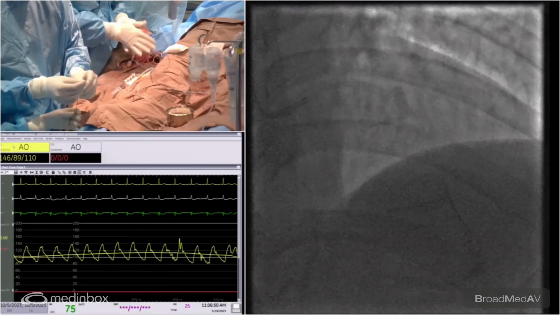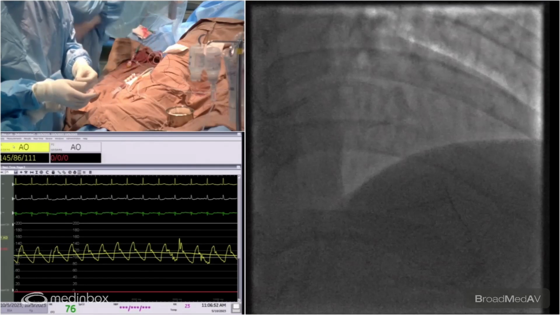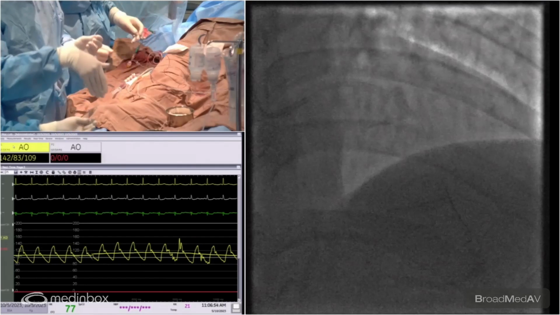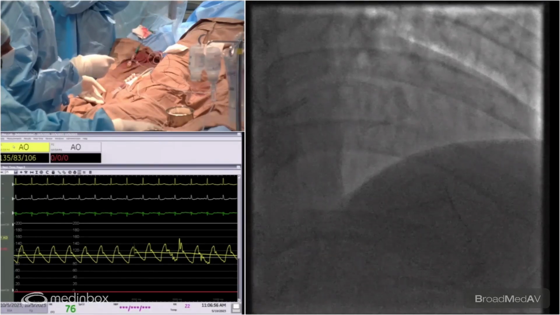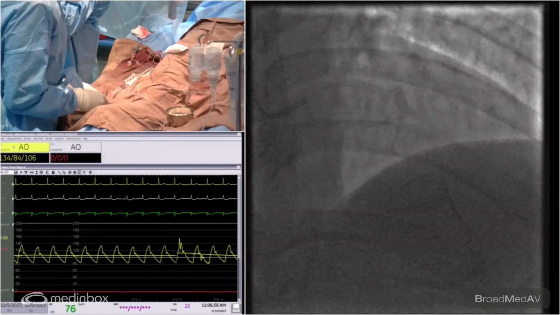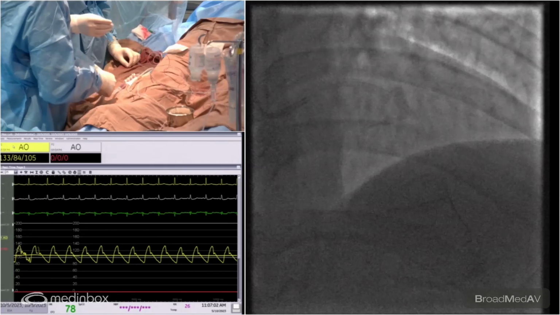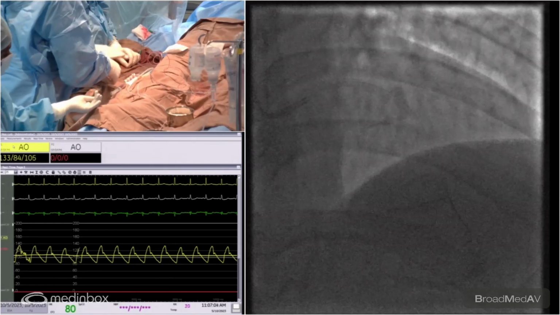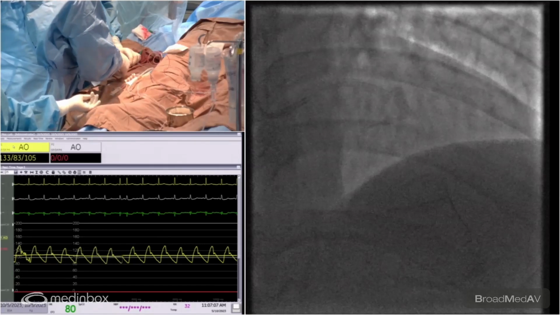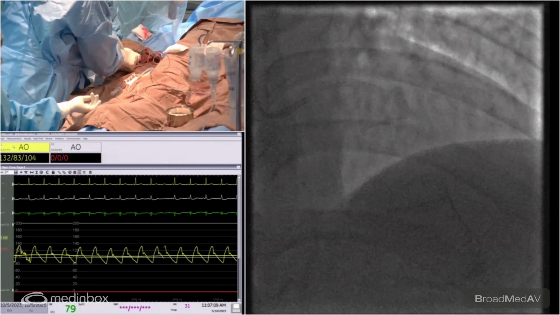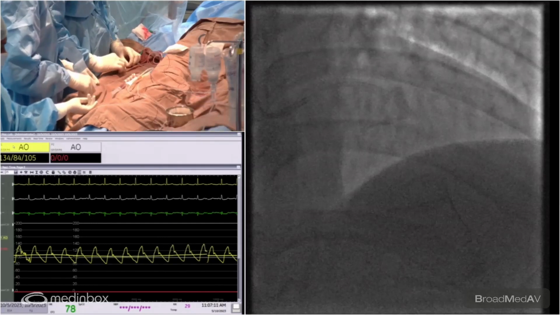So during the OCT, we use a pressure injector always to get good pictures. We always try to use an OCT to measure where we are at. This gentleman has a normal urea creatinine, so we don't need to worry too much about the dye, but try to minimize the dye as much as possible.